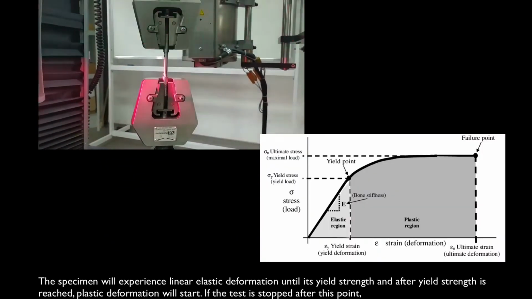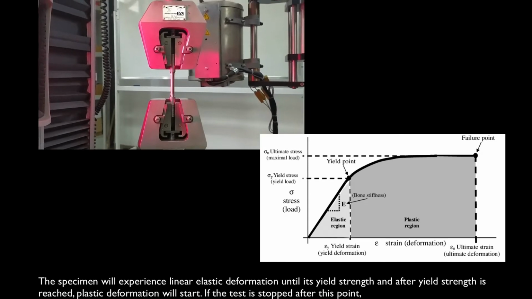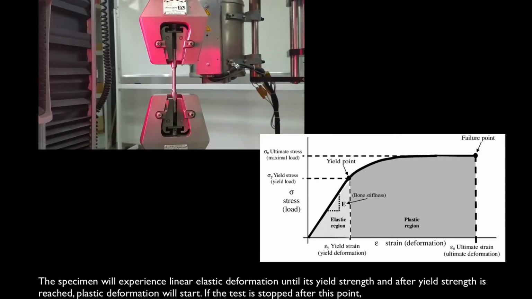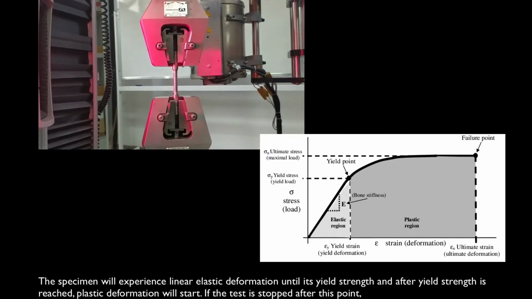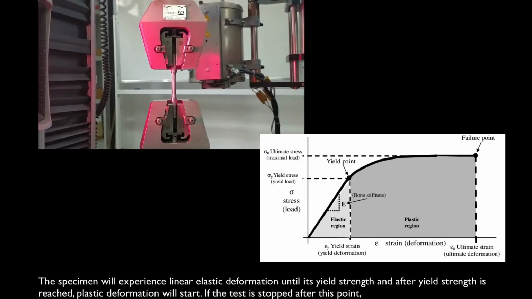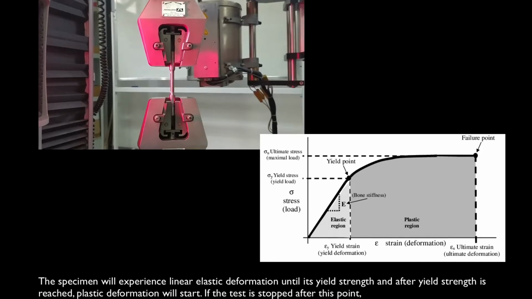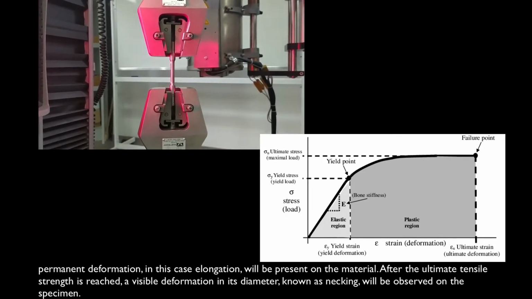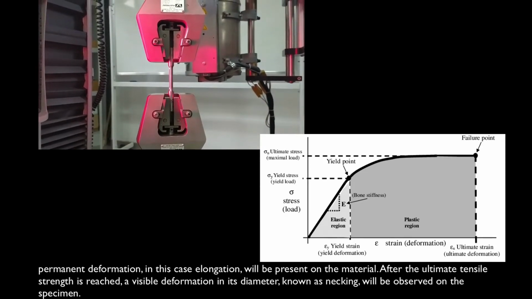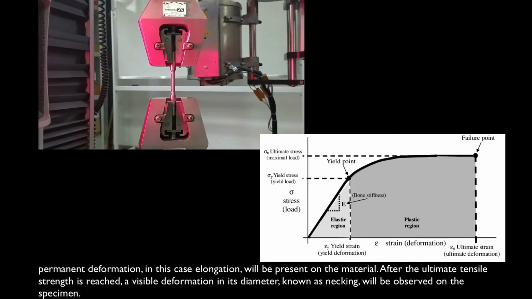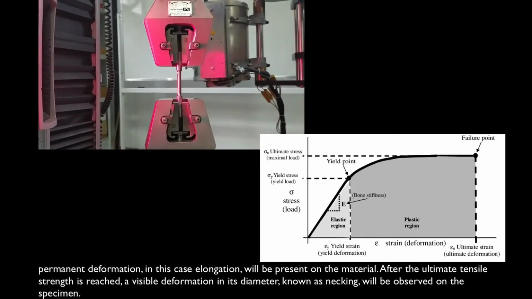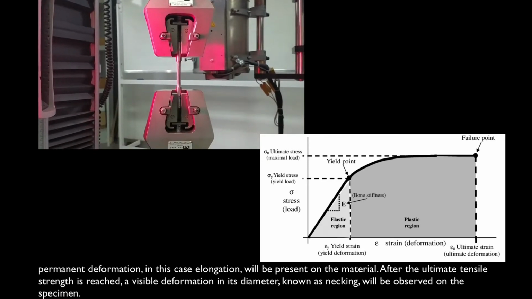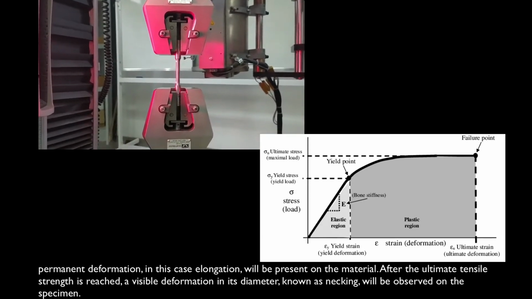The specimen will experience linear elastic deformation until its yield strength, and after yield strength is reached, plastic deformation will start. If the test is stopped after this point, permanent deformation, in this case elongation, will be present on the material. After ultimate tensile strength is reached, a visible deformation in its diameter, known as necking, will be observed on the specimen.